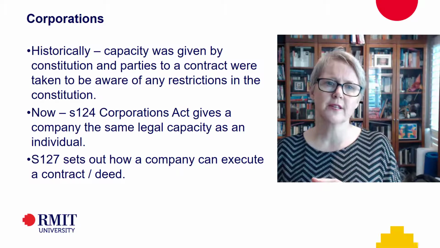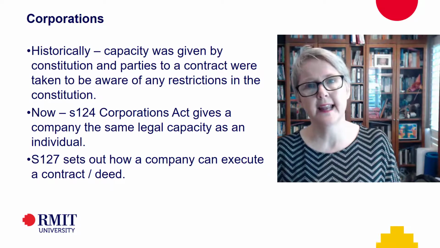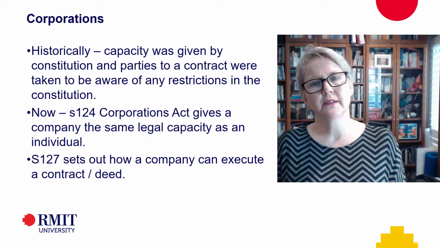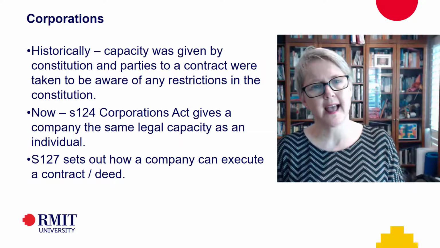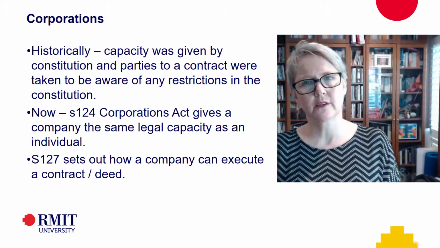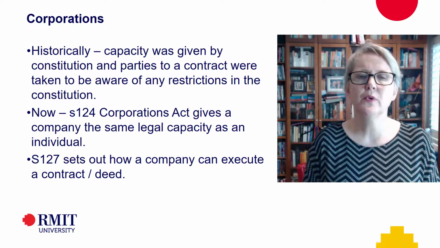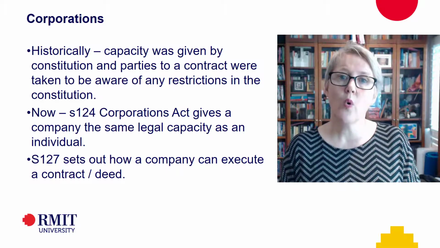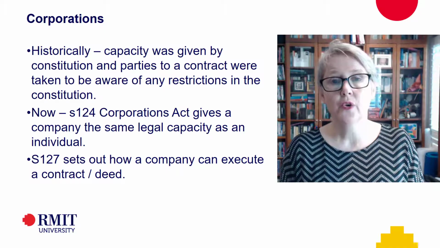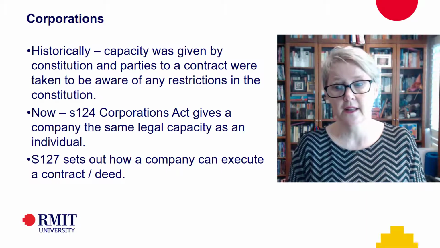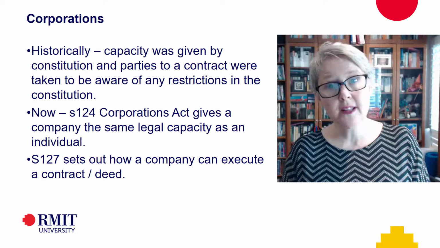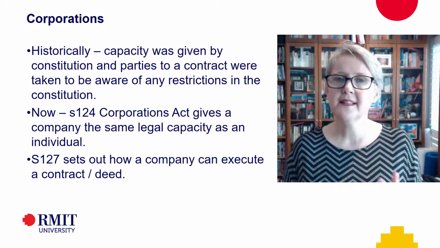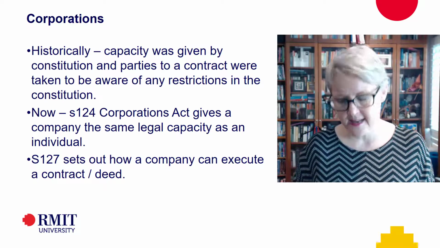Section 124 of the Corporations Act gives the company the same legal capacity as any individual, so it can't be limited by its memorandum and articles. The other thing that is really relevant here is Section 127 of the Corporations Act, which sets out how a company can execute a contract or a deed. It sets out the people who have the authority to bind the company, and that's essentially its directors, or those people who have ostensible authority, who the directors have authorised for the purpose of signing the contract. I commend you to have a look at the section and get your head around it. It seems very straightforward because we're dealing with companies all the time, but I think it's a really good exercise to think about it and understand how it works.